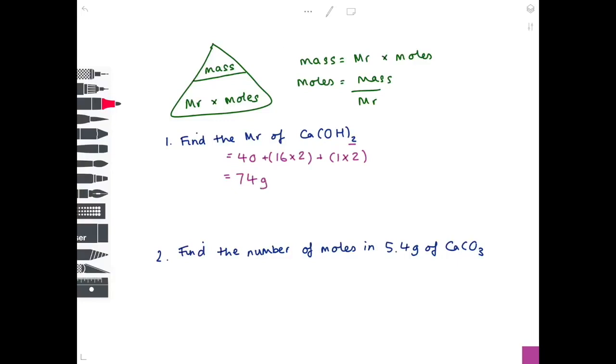Now looking to find the number of moles in 5.4 grams of calcium carbonate. So I like to write out the equation I'm using, it's good practice. Stops you making silly mistakes. So using my formula triangle, I see it's mass divided by mR. We've been given the mass in the question, which is 5.4. Now we need to work out the mR of calcium carbonate. So using the periodic table, calcium has a mass of 40, carbon is 12, oxygen is 16, and we need to multiply that by 3 due to this 3 here. So that's 5.4 divided by 100, which is 0.054.